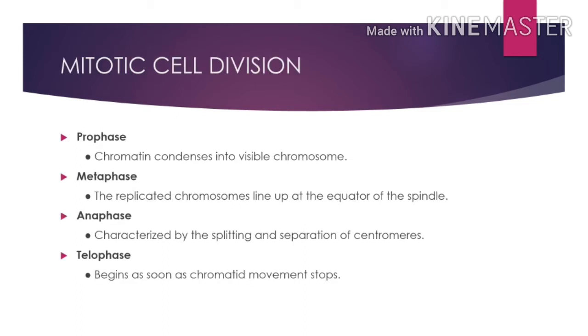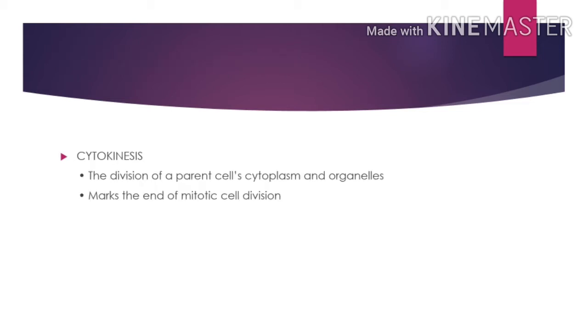Prophase, chromatin condenses into visible chromosomes. Metaphase, the replicated chromosomes line up at the equator of the spindle. Anaphase, characterized by the splitting and separation of centromeres. Telophase, begins as soon as chromatid movement stops. Cytokinesis, the division of the parent cell's cytoplasm and organelles, marks the end of mitotic cell division.